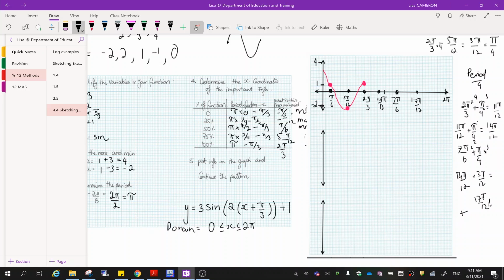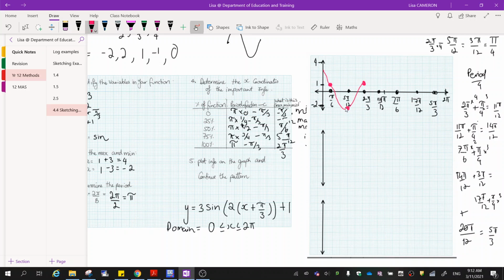Right, so 17 pi on 12. Now I'm going to add pi on 4, which means I need to scale this side by 3. So 17 pi plus 3 pi will make 20 pi on 12. Both of those can be cancelled down, so what's the highest common factor here? 4 would be the highest common factor, so 5 pi on 3, which will roughly put it over here. And that should be the last one that we can fit in this domain. So 5 pi on 3.